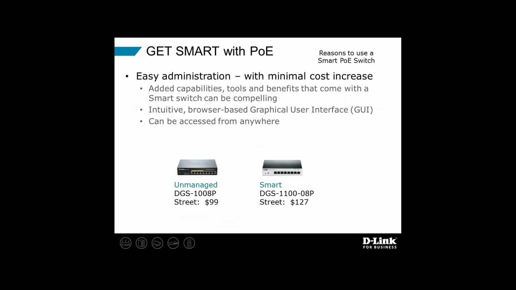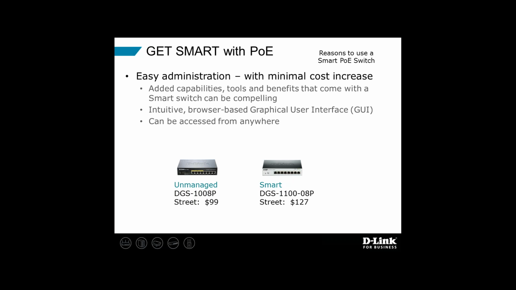So here I'm looking at 2 D-Link switches. Both are 8-port switches. The one on the left is unmanaged, and in fact only the first 4 ports support PoE. Typical street price on that, I looked online the other day, was around $99. The switch on the right is a smart switch, so it can be configured using the browser-based graphical user interface. It can be accessed from anywhere as long as you have access into that network.